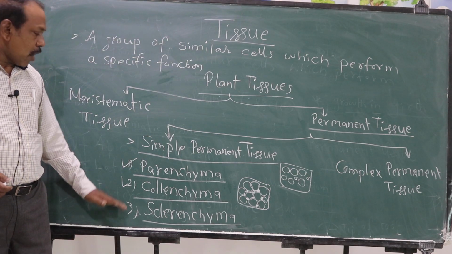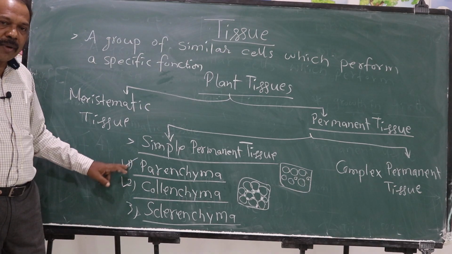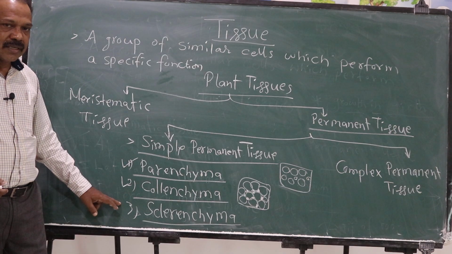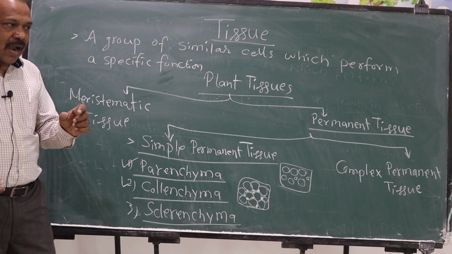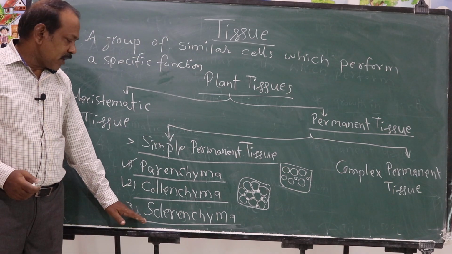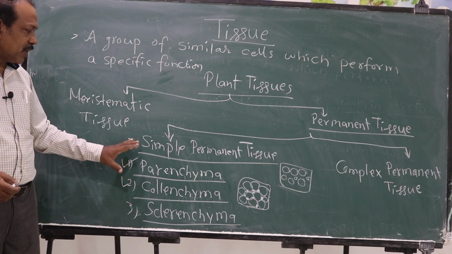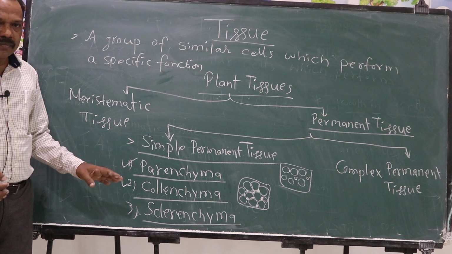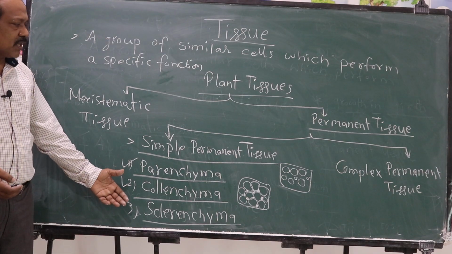cells. Out of the three types of simple permanent tissue, parenchyma and collenchyma have live cells, whereas sclerenchyma has dead cells. And sclerenchyma is present in coconut husk, coconut shell, and nuts. All the hard parts of the plant contain sclerenchyma. These are the three different types of simple permanent tissue. Why are they called simple tissue? Because all the cells are similar and they have similar function. So simple structure and similar function.